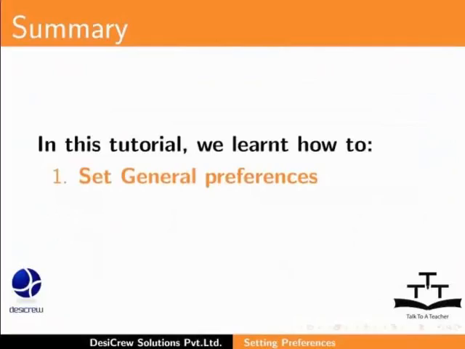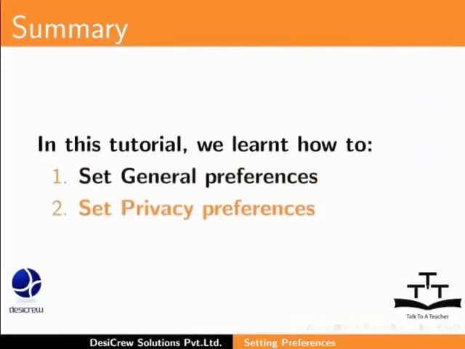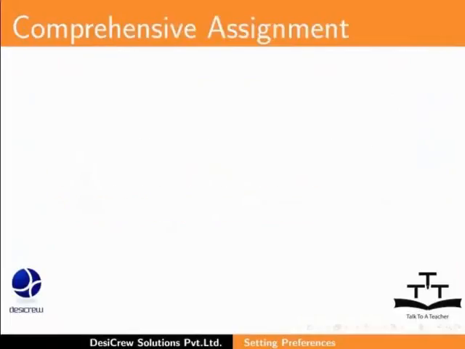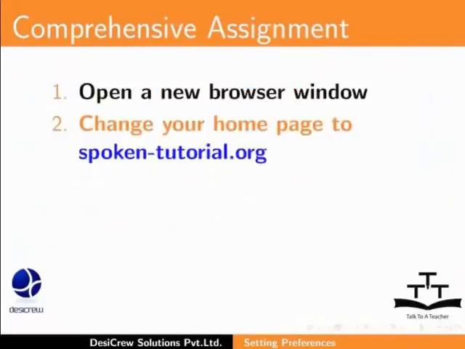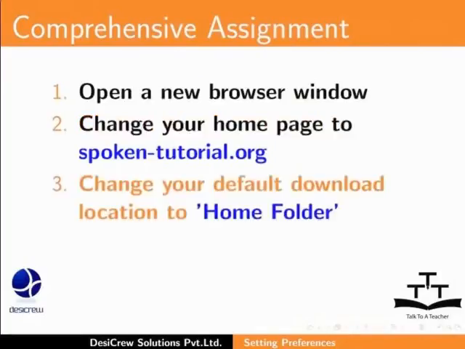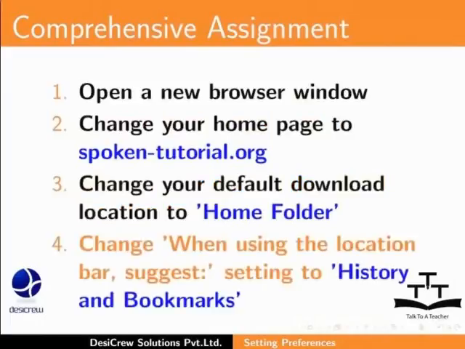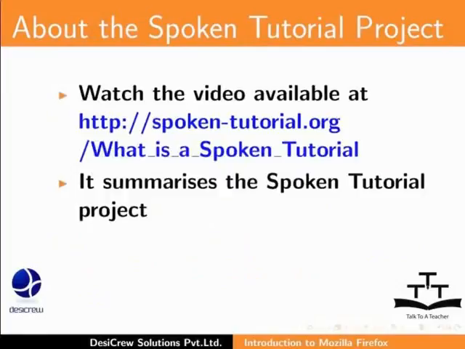In this tutorial, we learned how to set general preferences and set privacy preferences. Try this comprehension test assignment. Open a new browser window. Change your home page to spoken-tutorial.org. Change your default download location to Home folder and change your When Using the Location Bar Suggest setting to History and Bookmarks.